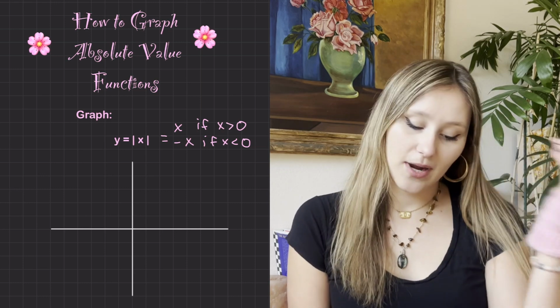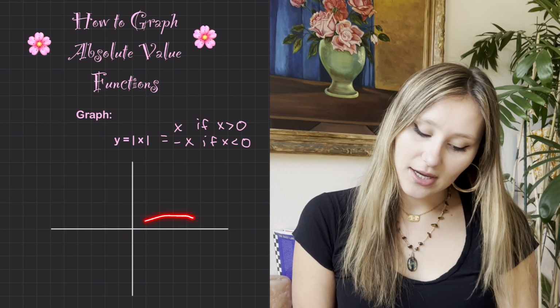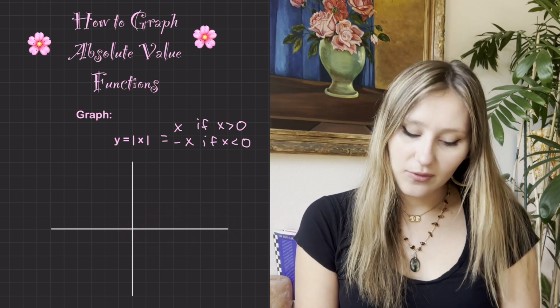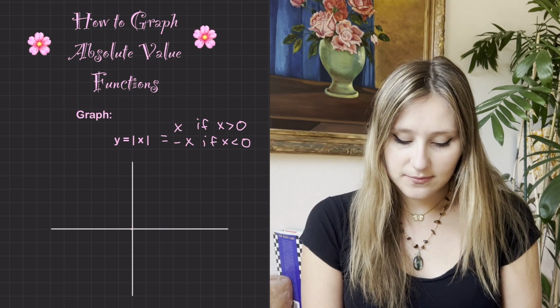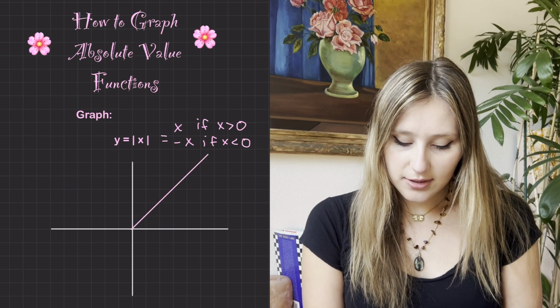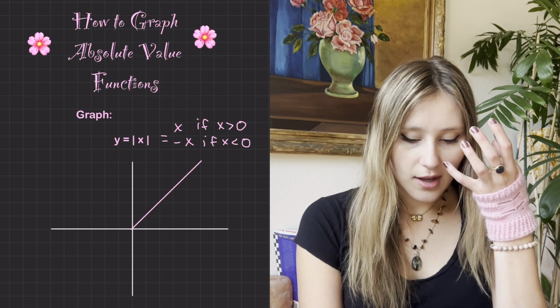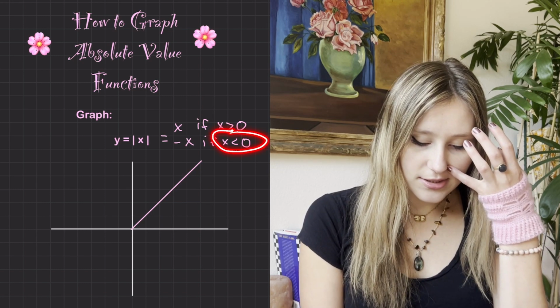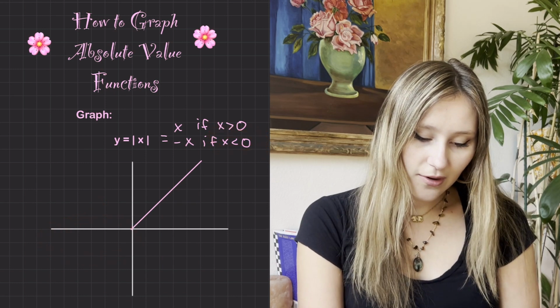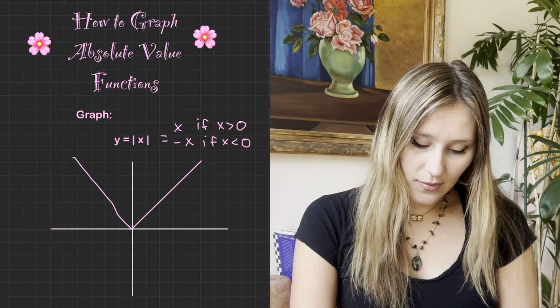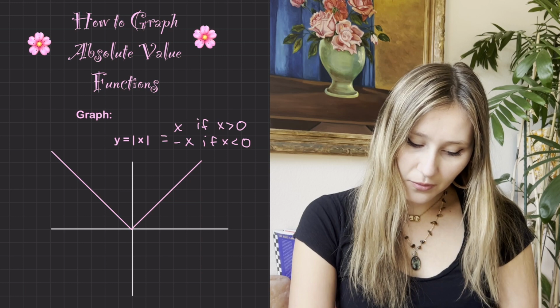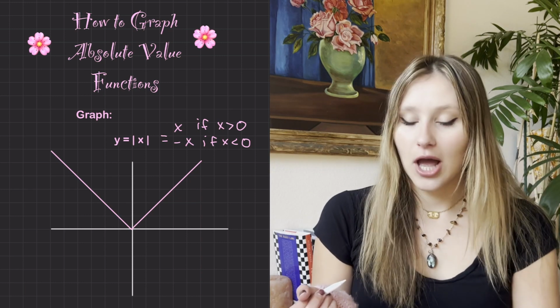So for x greater than 0, which is this section, we just graph the value x, or the function x, and it looks like that. It's as simple as that. And then for x less than 0, for this part, we graph the function negative x. Boom. Easy, right? Let's take it one step further.